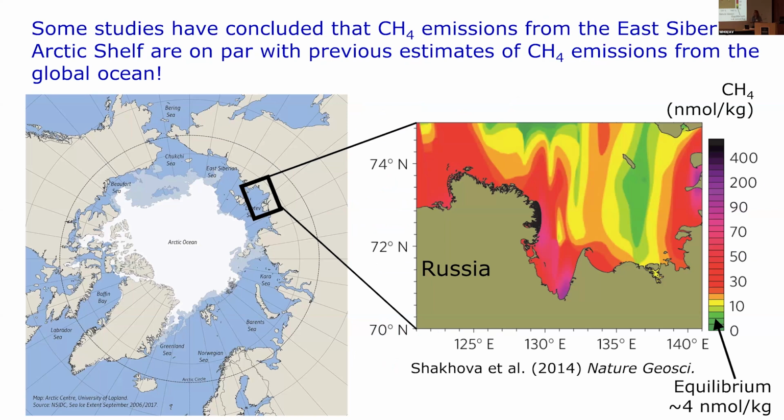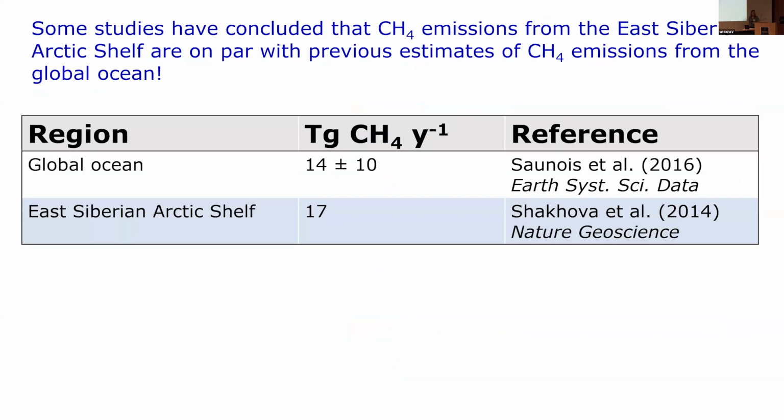There have been some studies that concluded that methane emissions from the East Siberian Arctic shelf, which is the Russian side of the Arctic, are on par with previous estimates of methane emissions from the global ocean. This is a paper by Shakova et al. This is all surface concentrations of methane, and you can see that the scale bar here goes up to 400 nanomoles per kilogram. Equilibrium here is about 4, so up to 100 times equilibrium, very high concentrations that you typically would not expect to see in the surface of the open ocean.